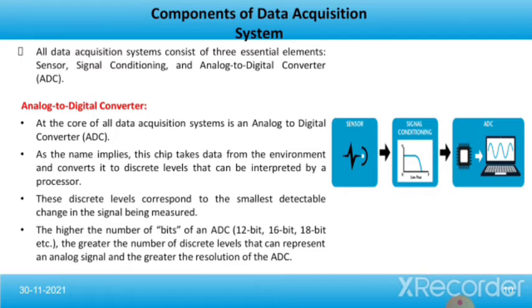First we'll talk about the analog to digital converter. At the core of all data acquisition systems is an analog to digital converter. As the name implies, this chip takes data from the environment and converts it into discrete levels that can be interpreted by a processor. These discrete levels correspond to the smallest detectable change in the signal being measured. The higher the number of bits of an ADC, it can be 12 bit, 16 bit or 18 bit, etc., the greater the number of discrete levels that can represent an analog signal, and the greater the resolution of the ADC.